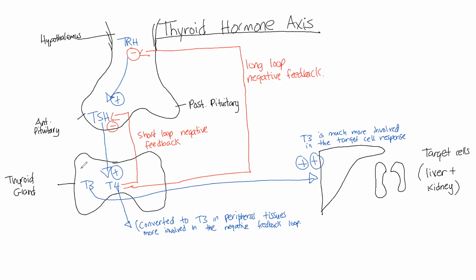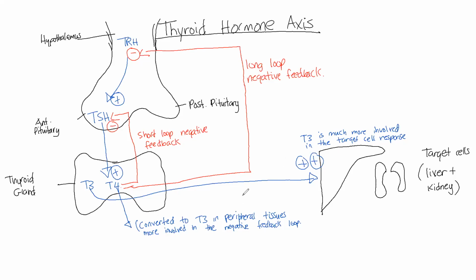And then T3, did I say T4? I hope I said T4. So T4 is the one that's involved in the negative feedback. Then T3 is going to be more involved in the actual target cell response. So bringing about all those cellular events that we talked about, increase in the rate of sodium potassium pump, increase in those oxidative phosphorylation enzymes, increasing size and number of mitochondria, etc.